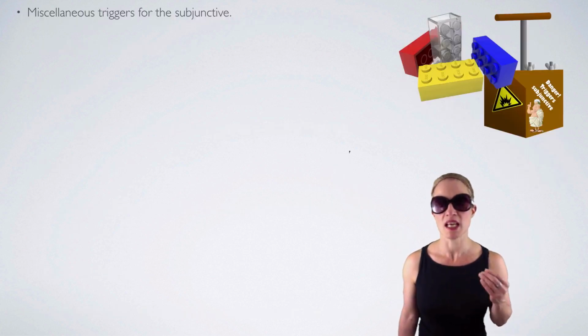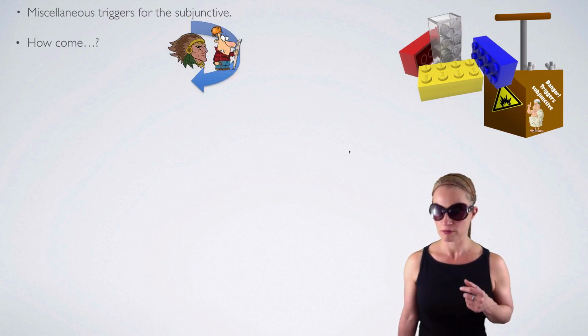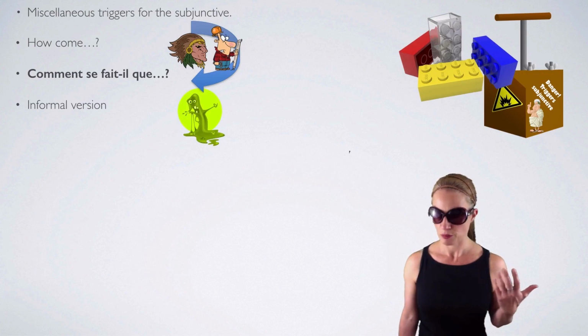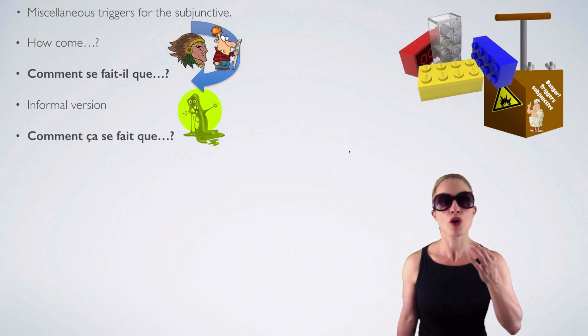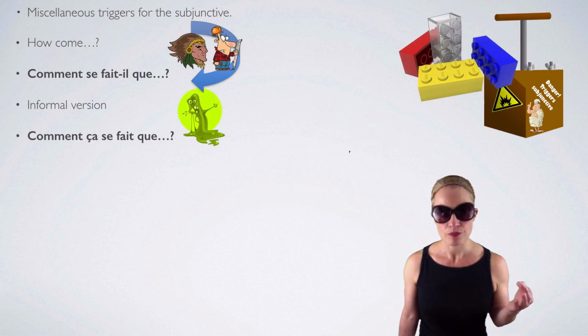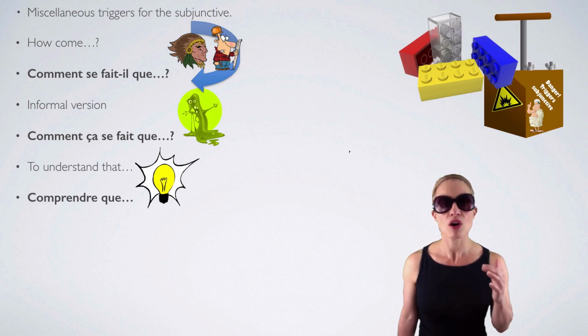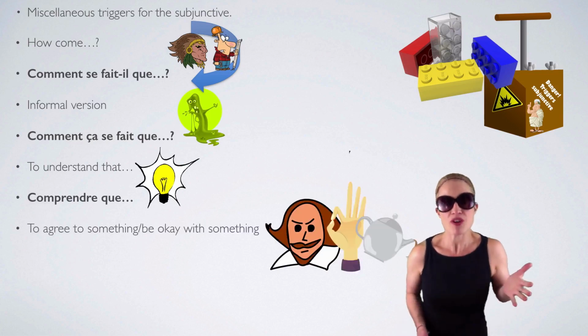Then we have some miscellaneous triggers for the subjunctive. How come? Polite version. Comment se fait-il que? Spoken version, more informal. Comment ça se fait que? Very common. To understand that. Comprendre que.